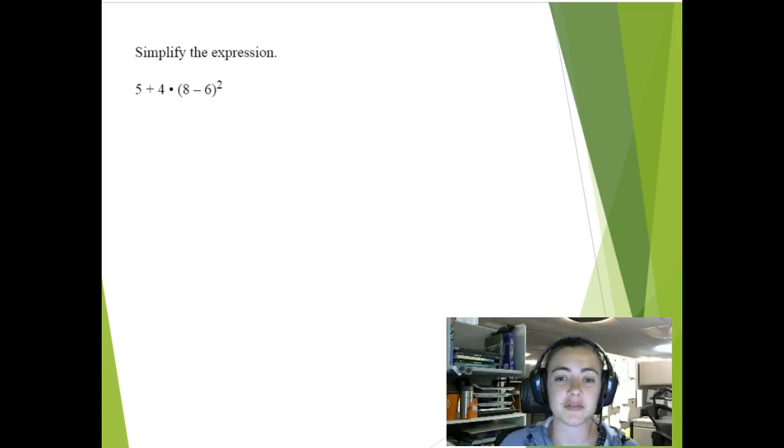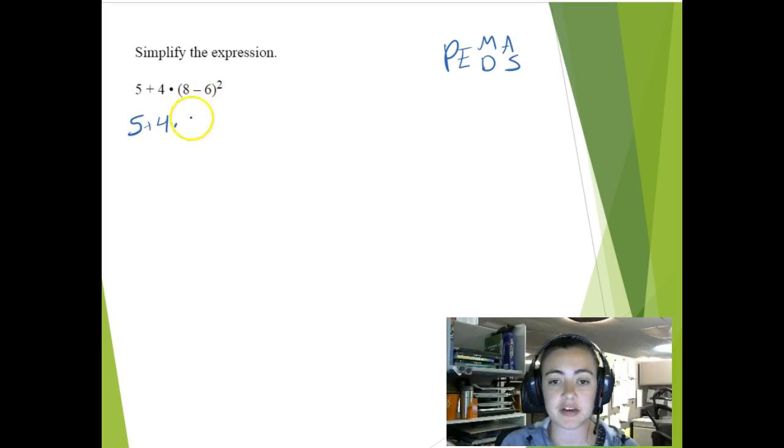For number 10, we're going to simplify the expression. So it looks like we're going to use PEMDAS again. This time I do see parentheses and grouping symbols, so I'm going to write everything else out and then solve inside there. So 8 minus 6 is 2, and it's 2 squared. You can still keep the parentheses, or you don't have to.